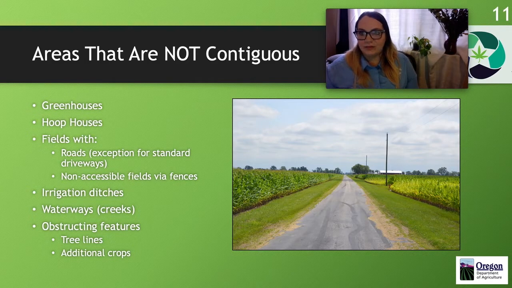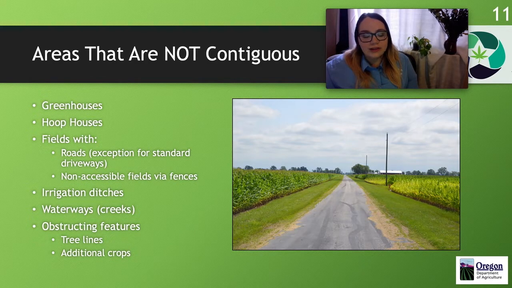Fields with fences or any type of other obstructing feature. So we make an exception for fences with gates. So if you're going through a field and then there's a fence with a gate, you can go through the gate and continue sampling that field. However, if there's not a gate or if it's not easily accessible for you to get around the fence, it is 2 production areas. So I don't want you doing half of a zigzag, hopping a fence, and then doing another half of the zigzag, right? That's not okay. So if that's the case, the grower needs to separate that.